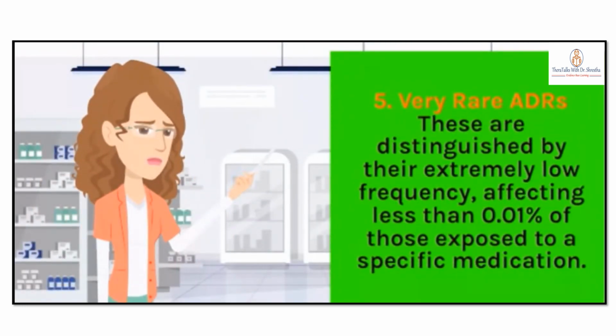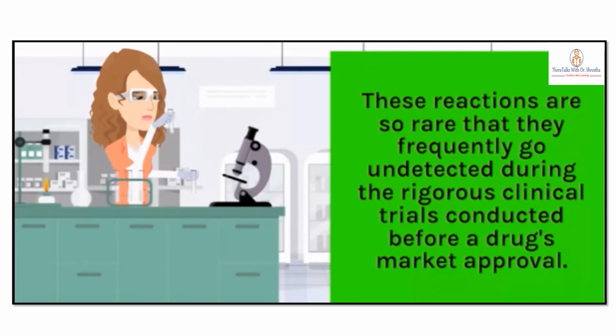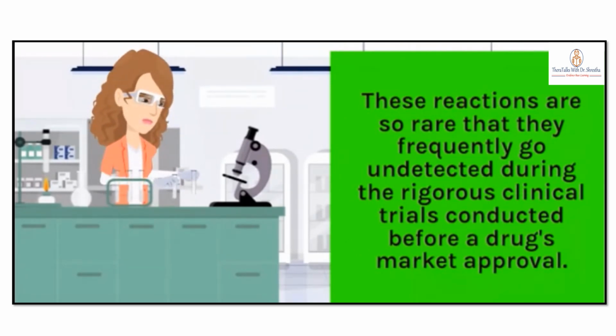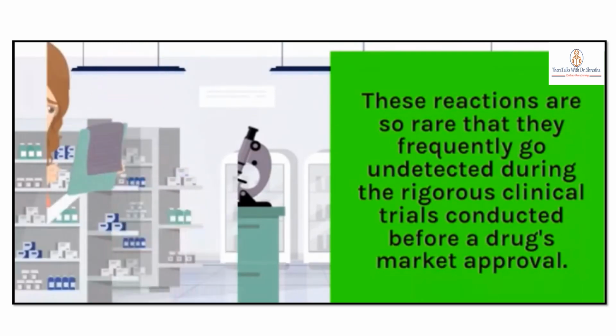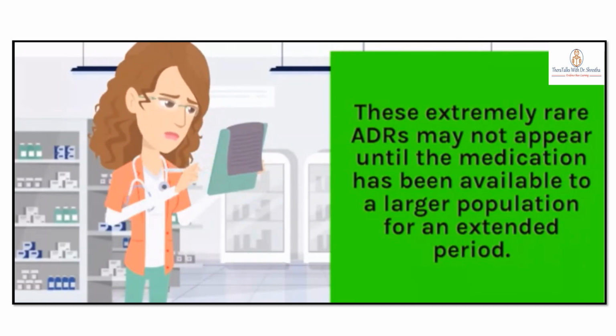5. Very rare ADRs. These are distinguished by their extremely low frequency, affecting less than 0.01% of those exposed to a specific medication. These reactions are so rare that they frequently go undetected during the rigorous clinical trials conducted before a drug's market approval. These extremely rare ADRs may not appear until the medication has been available to a larger population for an extended period.